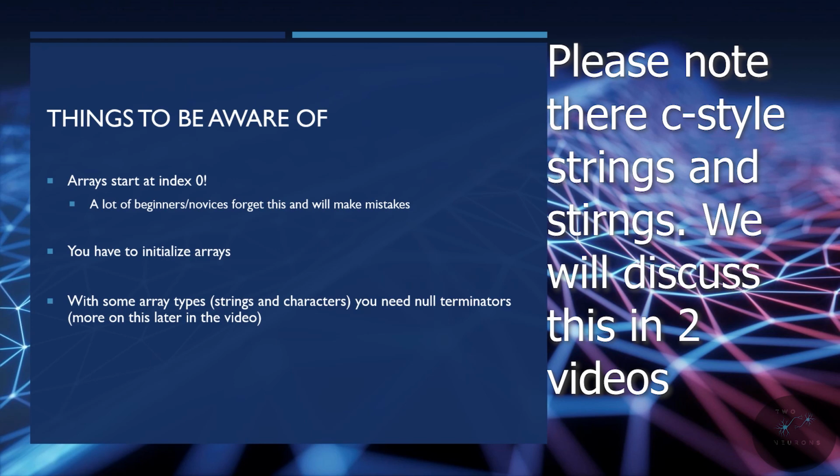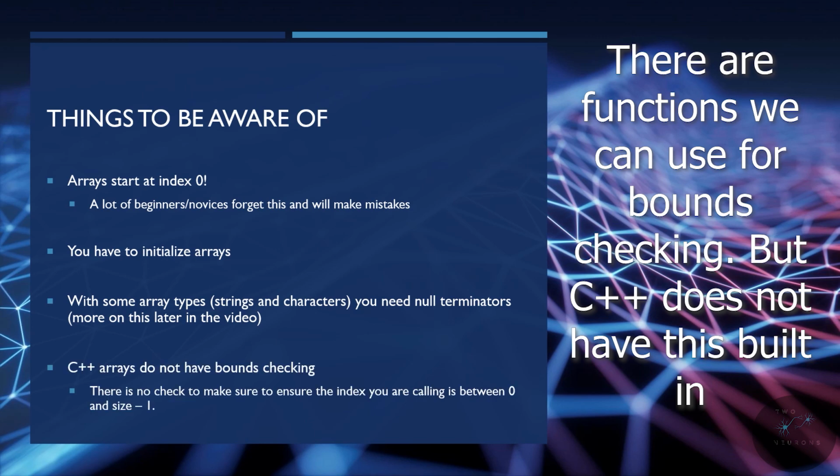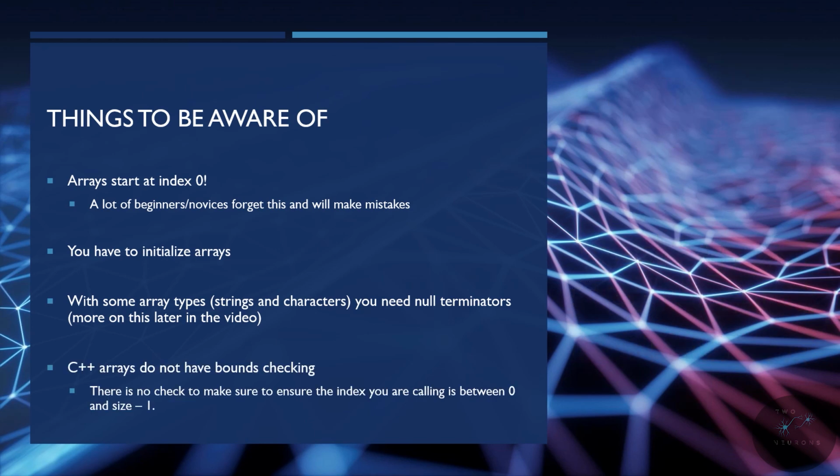And finally, and part of why remembering index 0 is important, is that in C++, arrays do not have any bounds checking. In other words, the bounds are the range of the array. So again, if we have an array size 100, the bounds are 0 and 99. There is no check to make sure that you are calling something that is actually within that range.